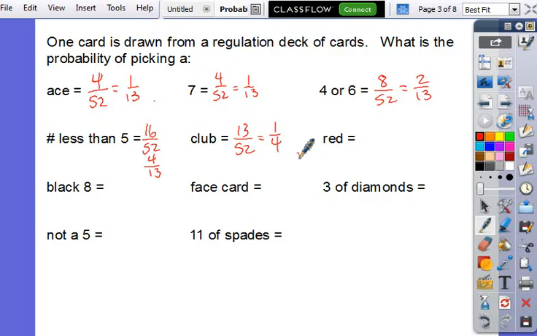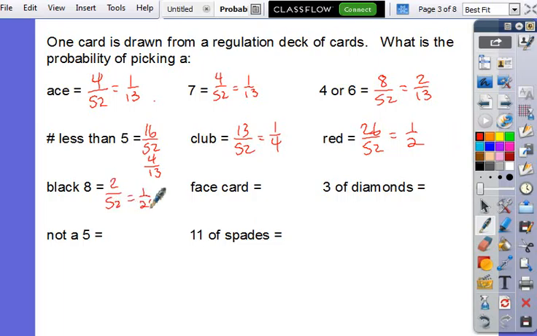All right. Now, what about this? Red. 26. Why is it 26? Because I got 13 diamonds and 13 hearts. So that would be 1/2. All right. Now it starts getting more specific. A black 8. Well, how many black 8s are in the deck? 2. There's the clubs and the spades.